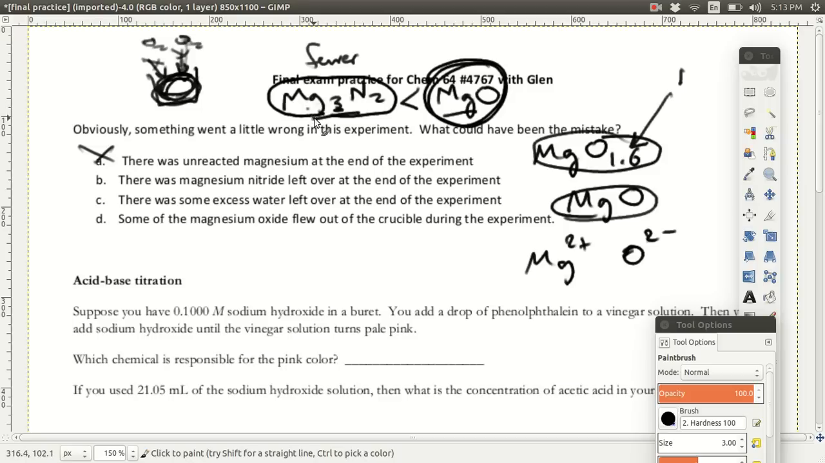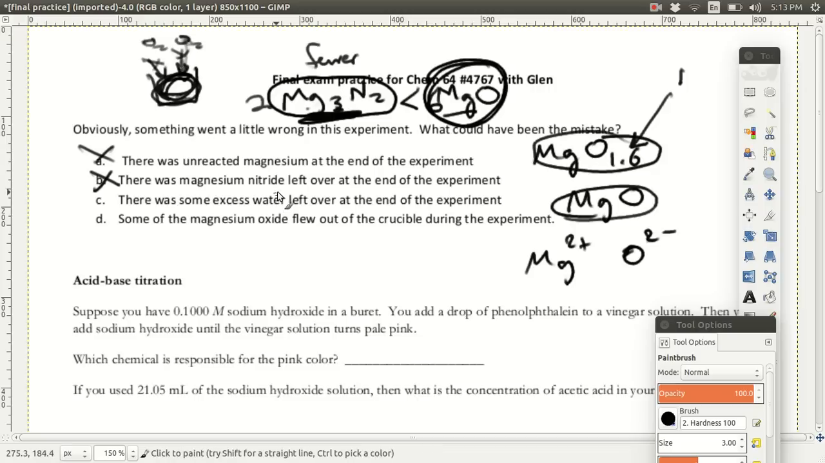So let's say you only had 6 Mg atoms inside the crucible. You would have made 2 of these. You would have made 6 of these. So what would be lighter? This would be lighter. So this is not the answer. Magnesium nitride means that your crucible would be lighter, not heavier. Your O would be a lower number, not a higher number.